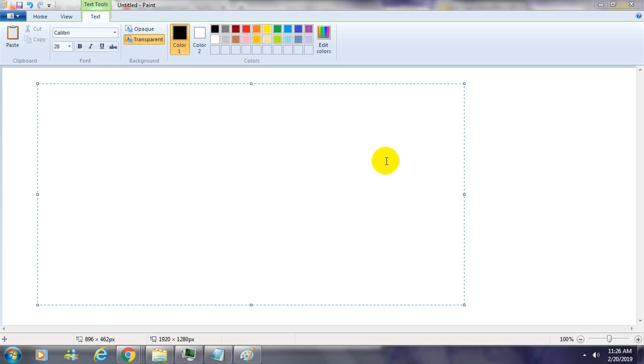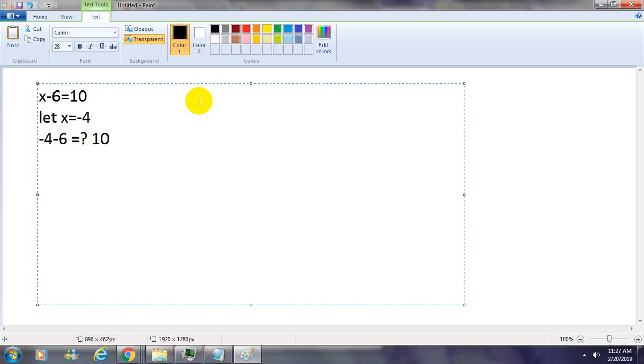Okay? And for example, is -4 a solution of x minus 6 equals 10? Let x equal -4. So then you plug it in. You substitute -4 for x in x minus 6. Does it equal 10? We'll do equals with a question mark, 10.